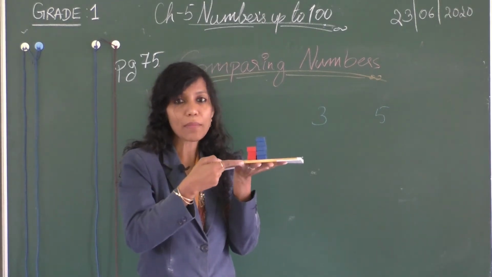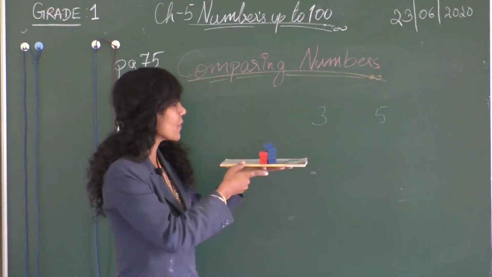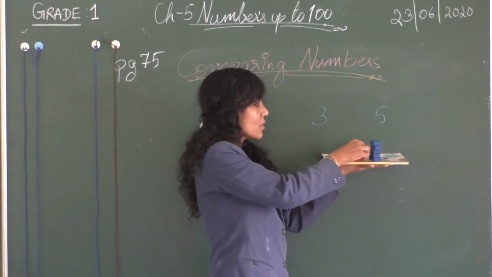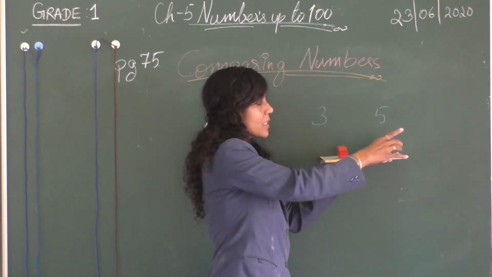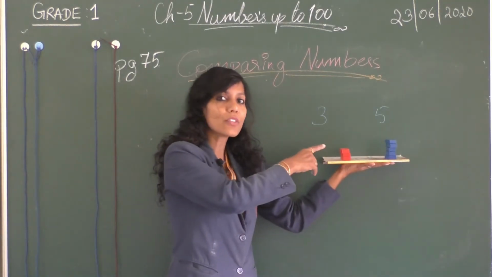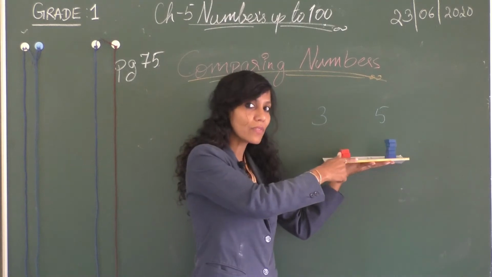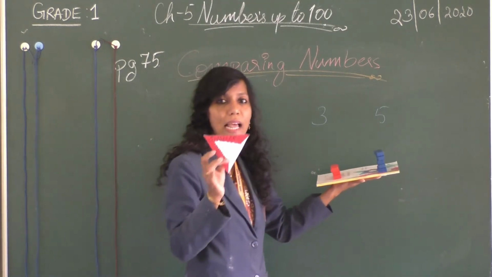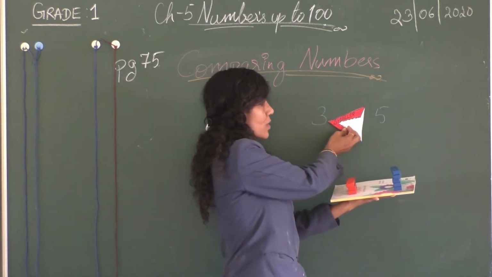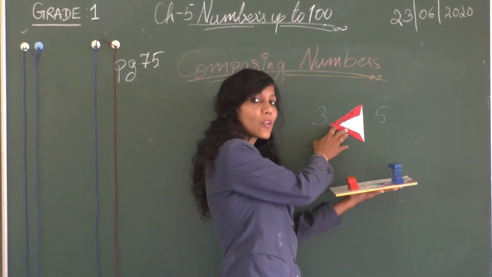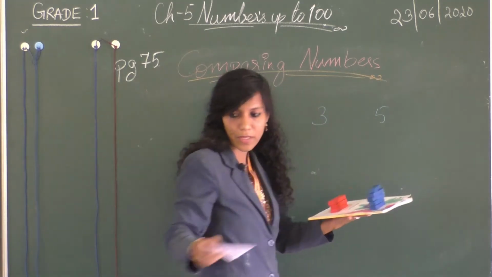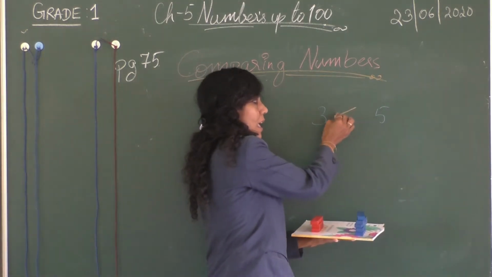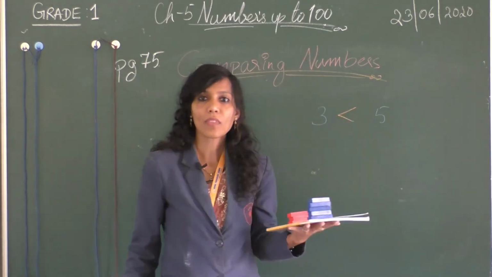So now the first number for us is 3. So 3 comes here, 5 comes here. Now you tell me, is 3 greater than 5? No, 3 is less than 5. For less, we'll have a closed mouth. The mouth will be closed towards the first number. So how do you write? 3 is less than 5.